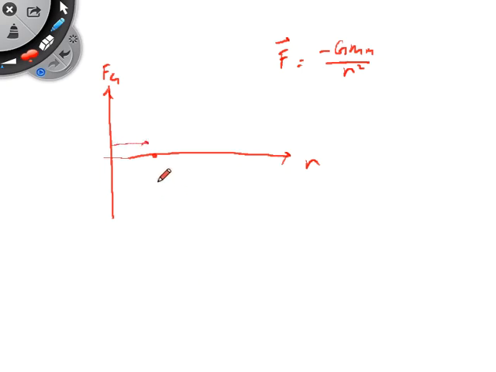But my force will be pointing to the left. Again, I'm drawing the masses M and small m, even though the displacement is towards the right, the force is towards the left. So therefore it exists below the axis instead.